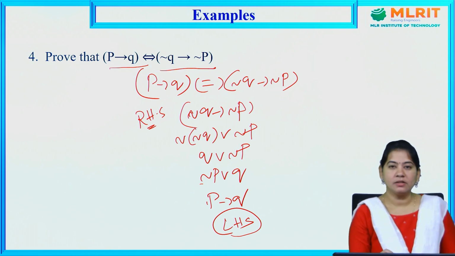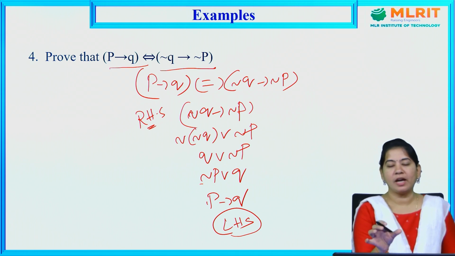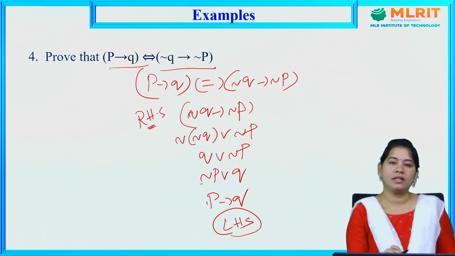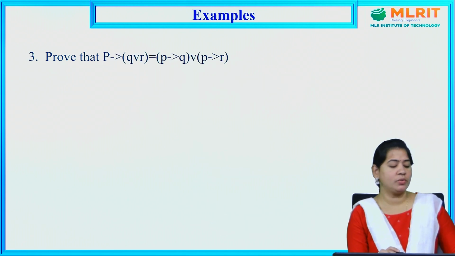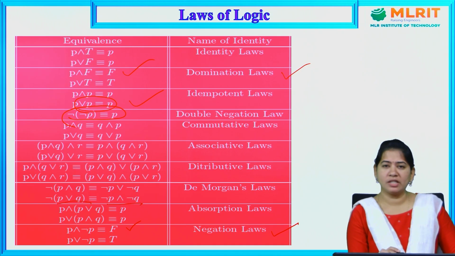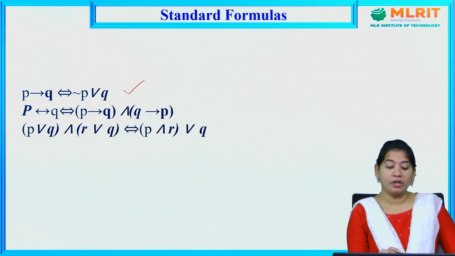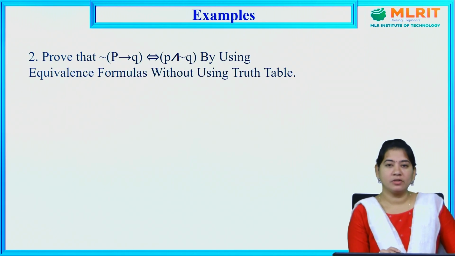So like this, we can solve the truth table problems and also the replacement process problems. For the truth table, you need to solve the LHS and RHS, and if we get the same values, then we can say that they are logically equivalent. For the replacement process, first you need to learn by heart all the laws of logic along with the standard formulas. If you are perfect in this, you can solve any type of question by using the laws of logic.